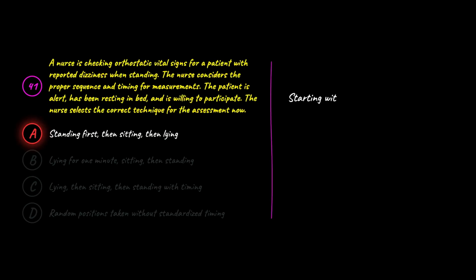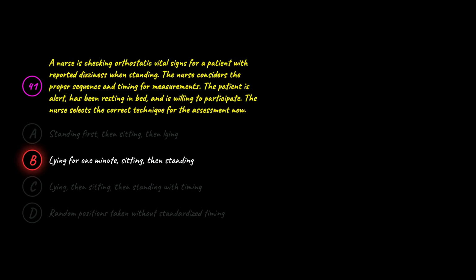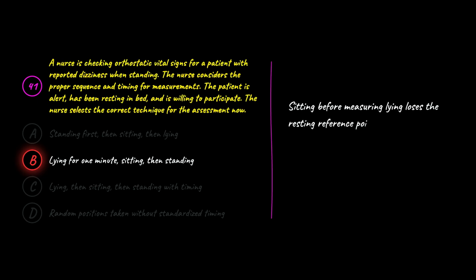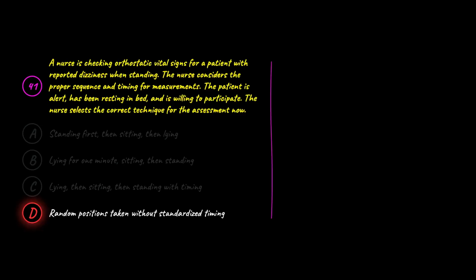A is wrong because starting with standing reverses the sequence and misses the lying baseline needed to compare. Without that baseline, the nurse cannot identify the drop that defines orthostatic hypotension during the assessment process. B is wrong because sitting before measuring, lying loses the resting reference point. Lying must be the first position so that subsequent readings can be compared with the patient at full rest in horizontal position. D is wrong because random positions and inconsistent timing make the measurement unreliable.